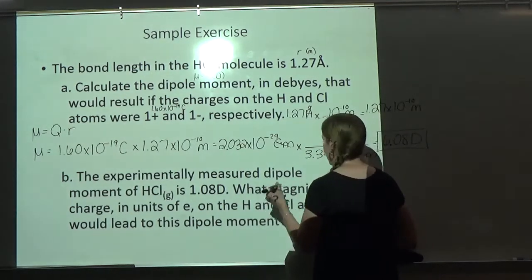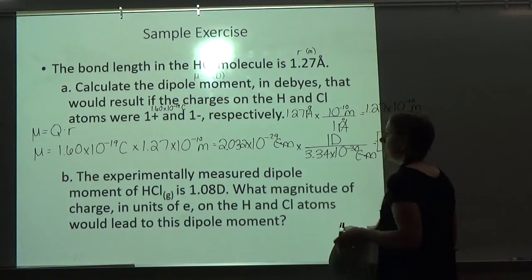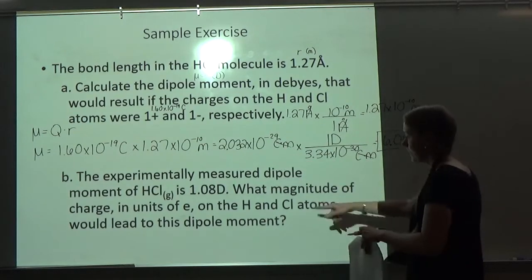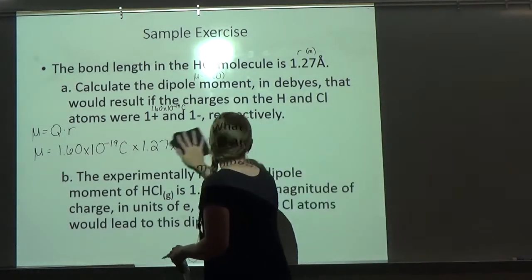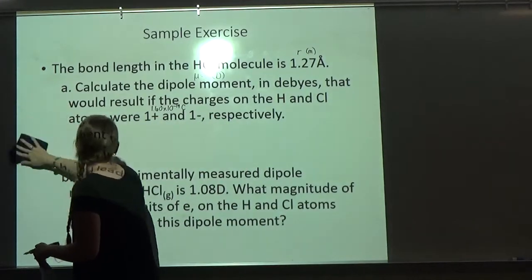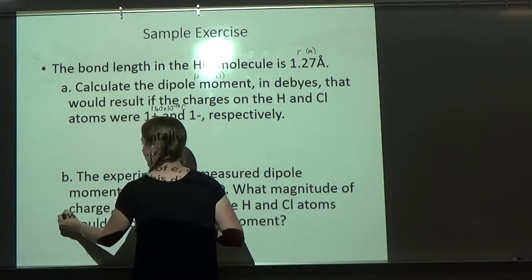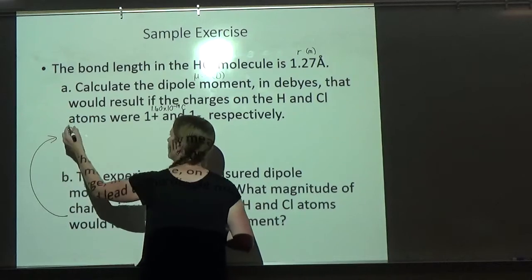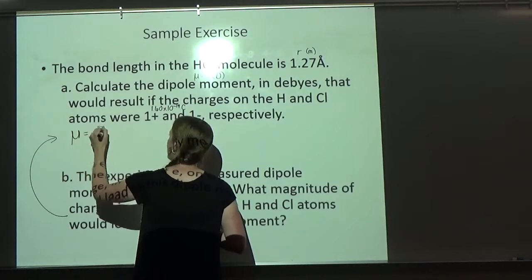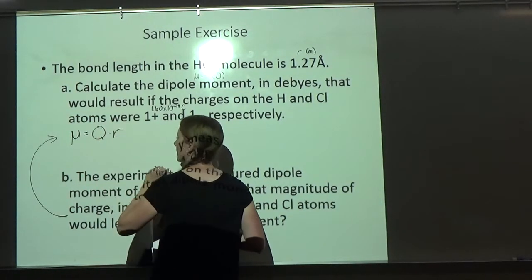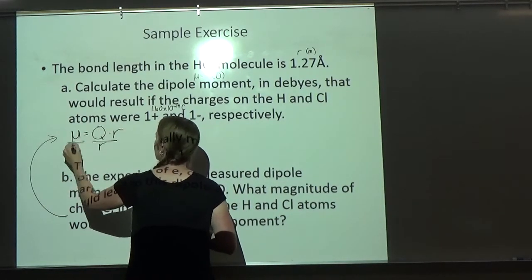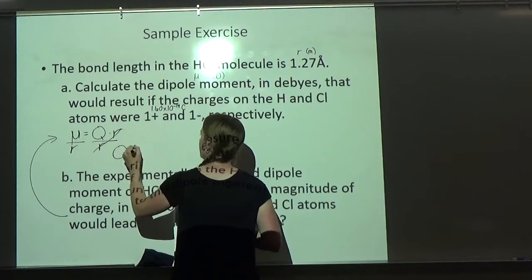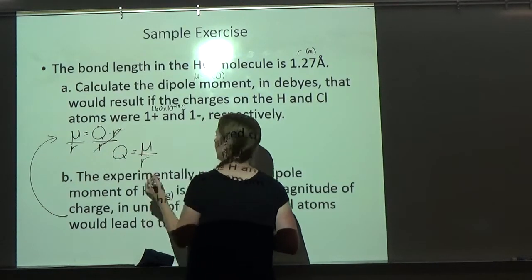I don't have much room over here, do I? Here, what I'm going to do is erase this top and put my answer up here. I didn't leave myself a lot of room at the bottom of the board. Again, I'm doing this part B up here. So we know that our dipole moment is our Q times our radius, but now we're trying to solve for Q. So I divide both sides by R, so my Q is my dipole moment divided by R.